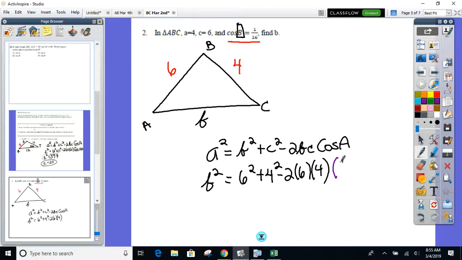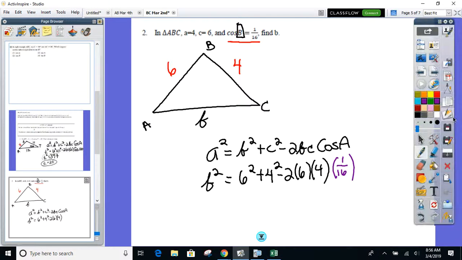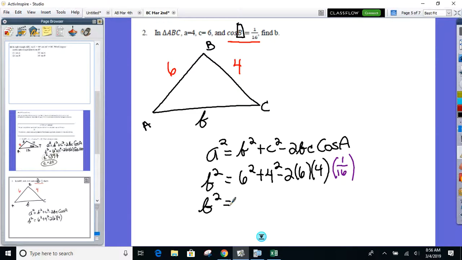Ready? That's it. The only time I put the cosine with it is if it's a degree measure. You already know the value. Plug it in. There's no need to put the cosine with it. You put the cosine with it if it's an angle measure like the previous problem. So you shouldn't be hitting your cosine button at all right now. Go right ahead. Let's make sure we're all on the same page as far as the b squared value. If they give you the value of cosine, just plug it right in.